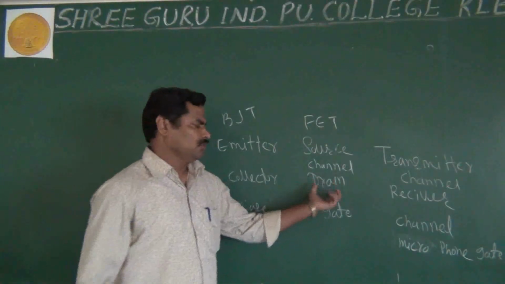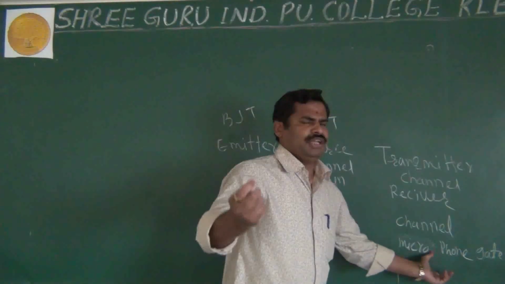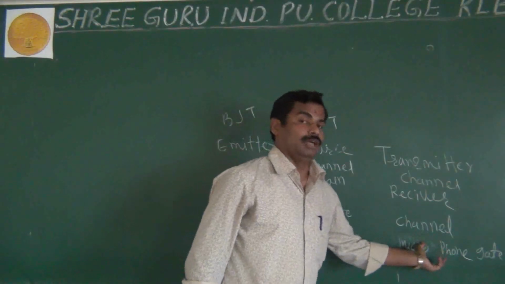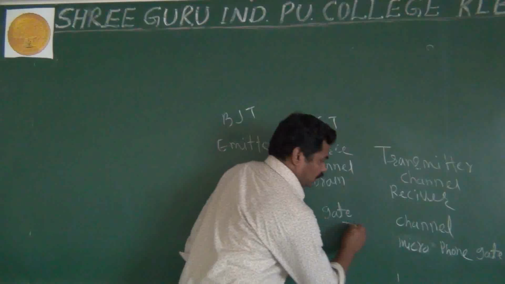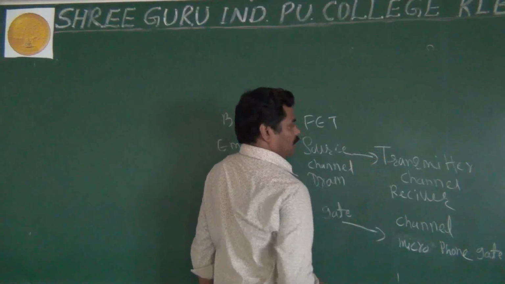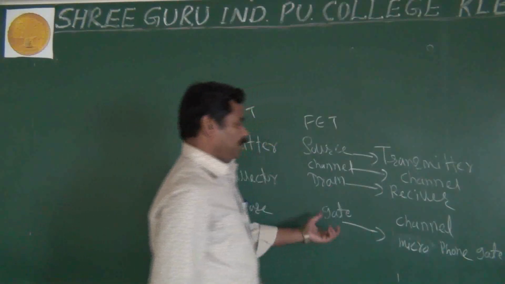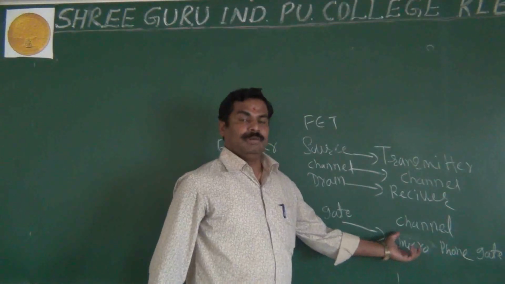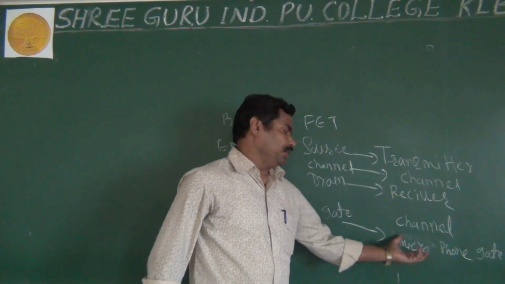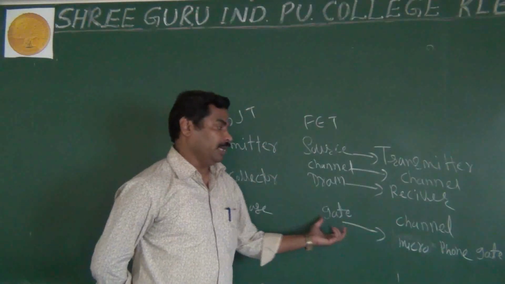But here there is a small change. The microphone will convert one form of energy to another form of energy. It is a very small change. The gate will control, but the microphone will convert. You can compare the gate and the microphone, just as you compared the source and the transmitter, and the channel is common for both, and the drain and the receiver. In the same way, gate and microphone. The microphone will convert the sound signal to electric signals, so it is converting, but here it is controlling. That is the difference between your gate and microphone.